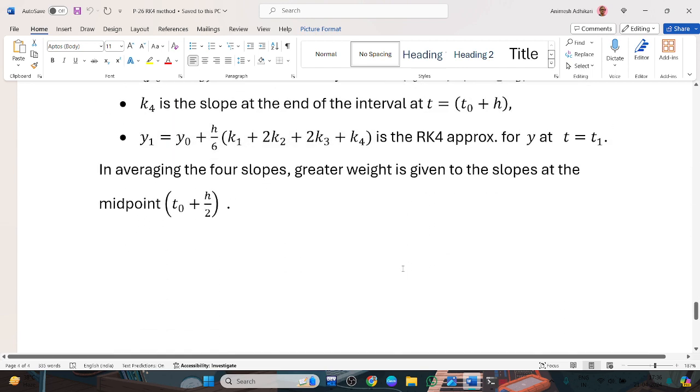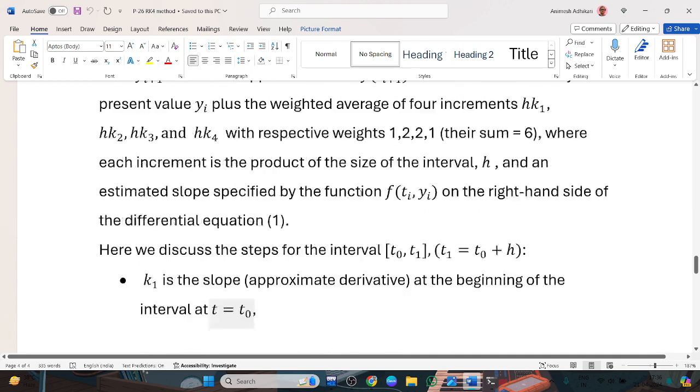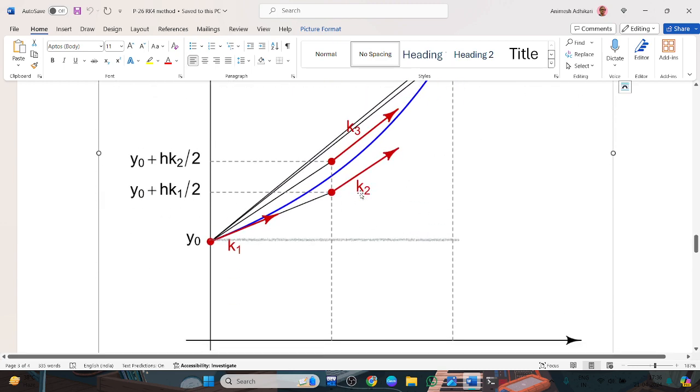So y1 is the Runge-Kutta fourth order approximation value for y at the point t equal to t1. In averaging the four slopes, greater weight is given to the slopes at the midpoint t0 plus h by 2, because k2 and k3 are the slopes at the midpoints, so they get the greater weightage, 2 and 2. For the point t0 the weightage is 1, and the weightage is 1 at the end point, k1 and k4. And this is the beautiful geometrical interpretation of this.